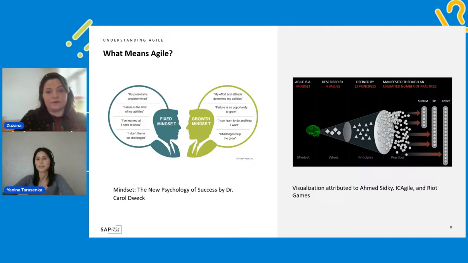The first factor is values. I think you know them from the Agile Manifesto: individuals and interactions, working software, customer collaboration, and responding to change. After that, the second part is the 12 principles. I'm sure you also know them from the Agile Manifesto: customer satisfaction, regular deliveries, team autonomy, face-to-face interactions, etc. And also multiple practices, such as agile estimation techniques, user story creation, iteration planning, etc.